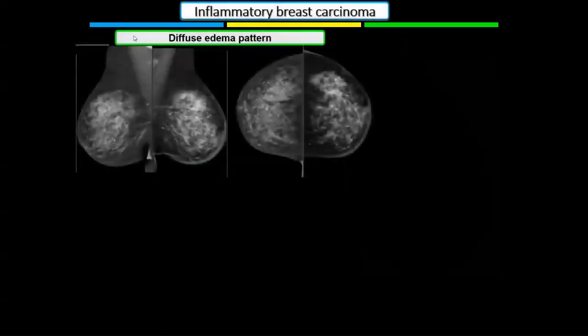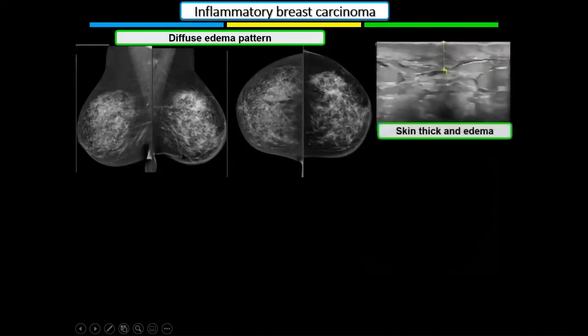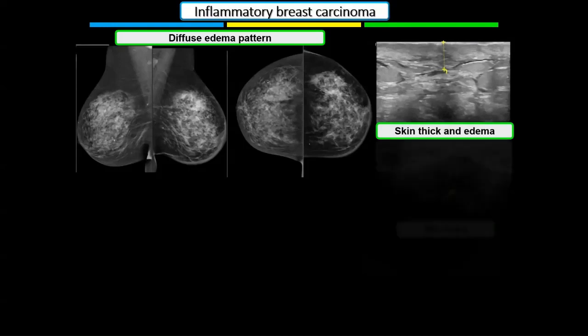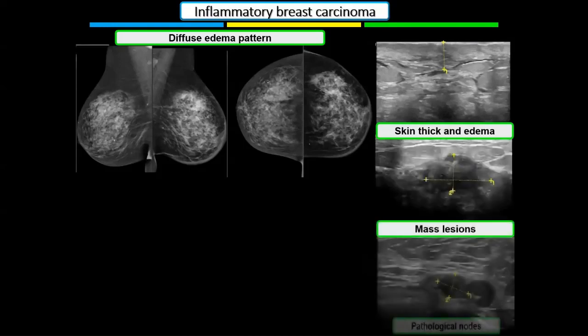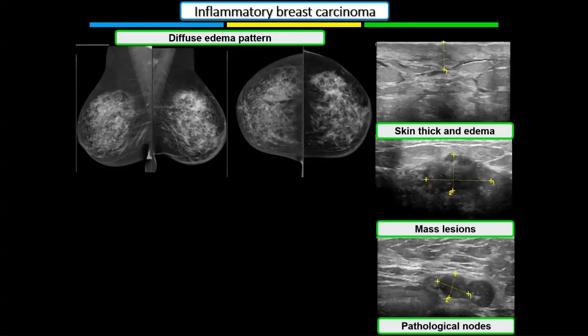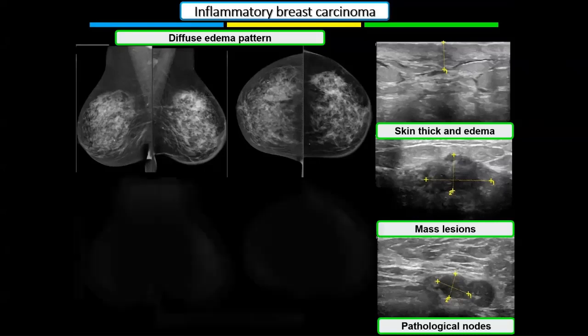This was another case with a diffuse edema pattern of the right breast. And on ultrasound, again, she had a picture of inflammation, but this time it was associated with underlying mass lesions and with pathological axillary lymph nodes. And usually in these cases, they are given neoadjuvant chemotherapy before they perform a mastectomy. And we usually follow up these cases using contrast mammography. It's much easier than performing an MRI.